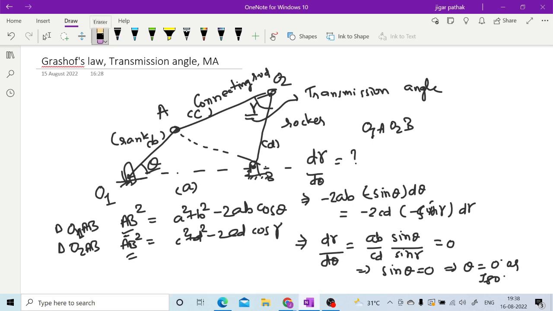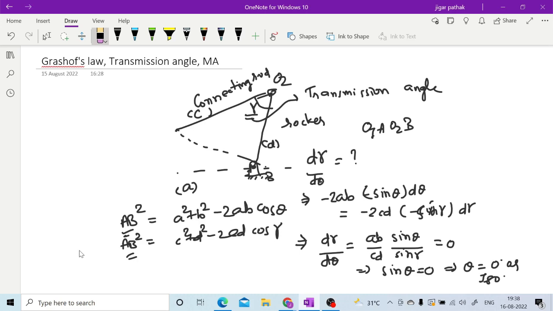So after this transmission angle, the next thing is MA. MA is nothing but mechanical advantage. So let us go through that mechanical advantage also.